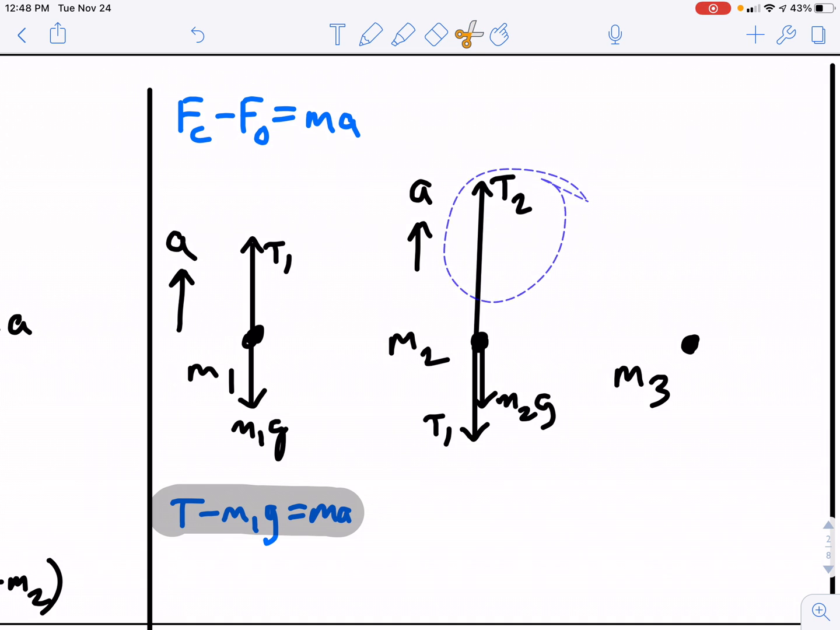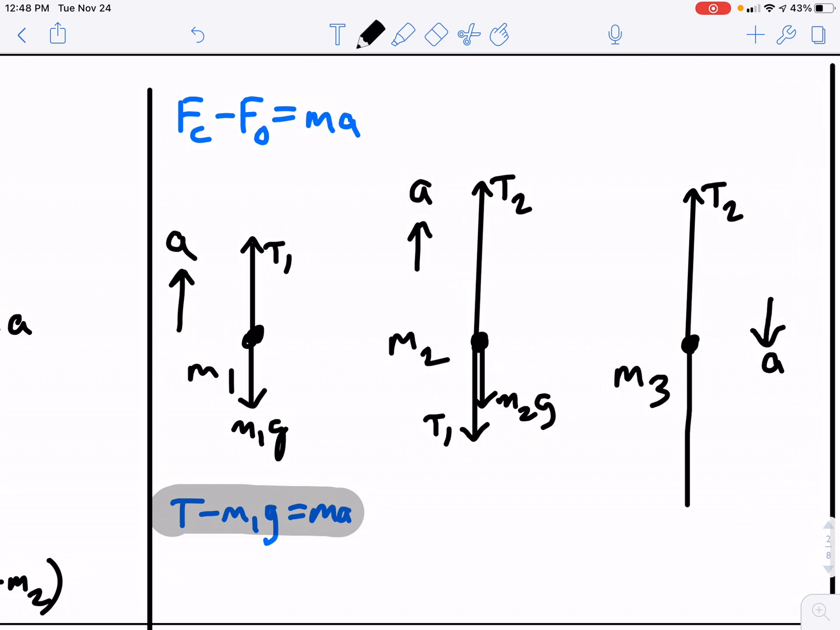Since mass 3 has the same tension, we're going to draw tension acting up on mass 3. And to recognize that mass 3 is accelerating downward, we're going to draw weight 3 longer than tension 2.